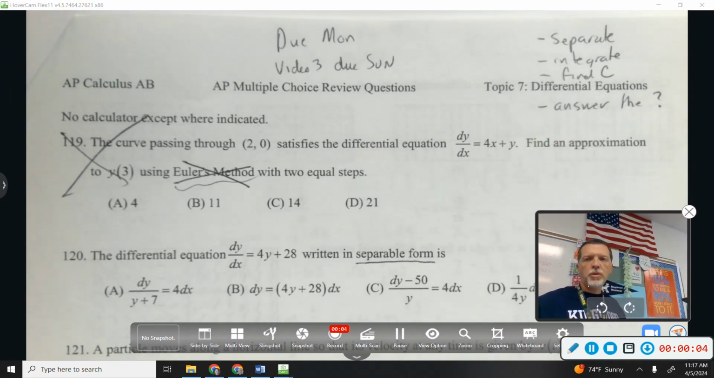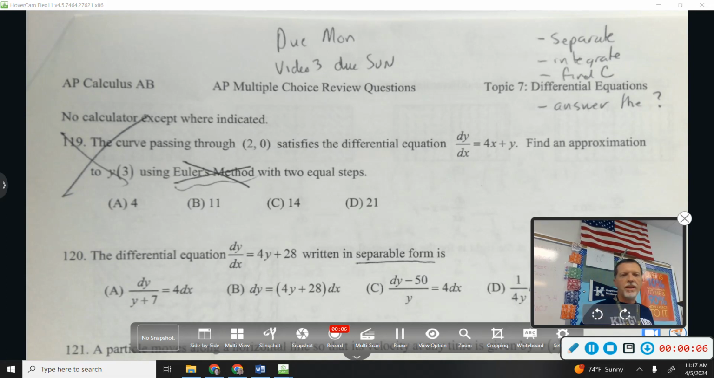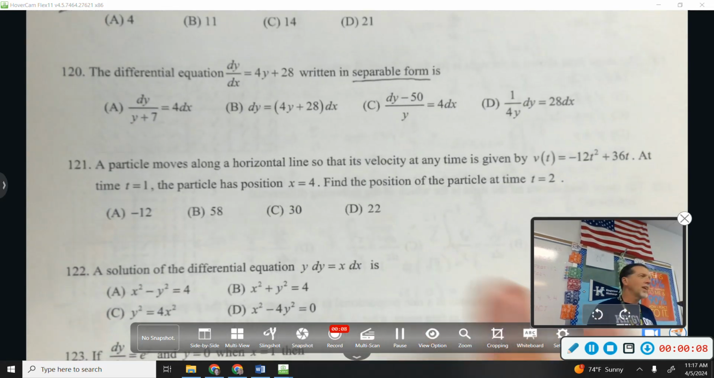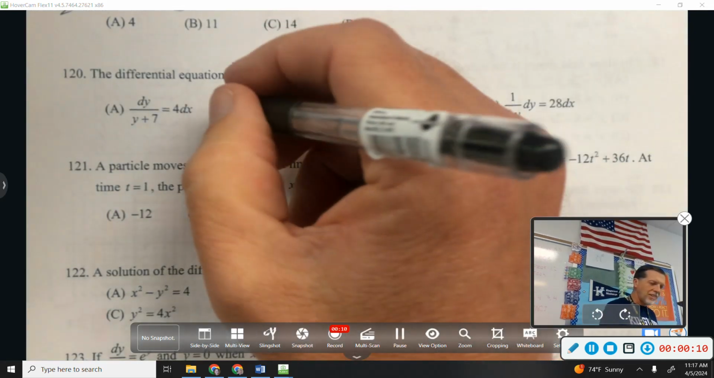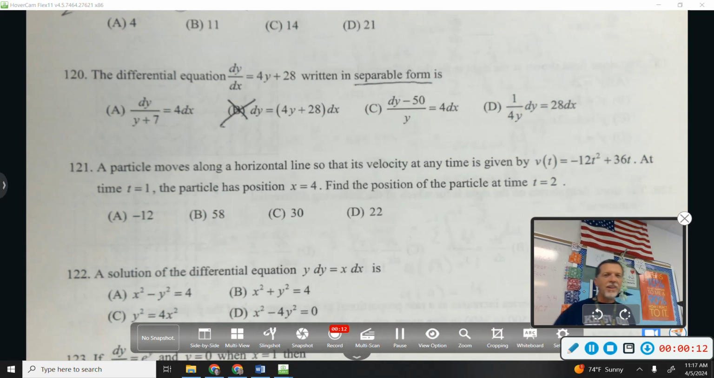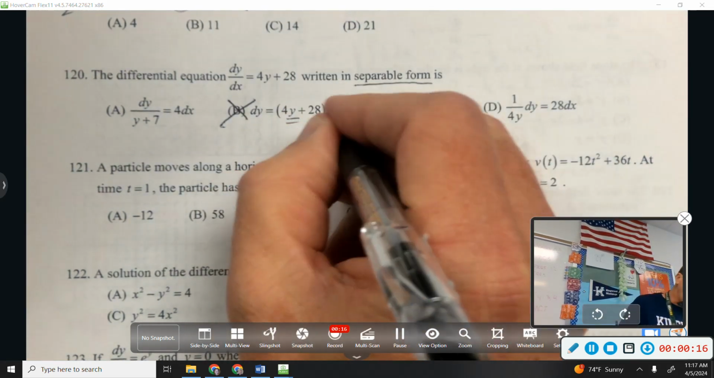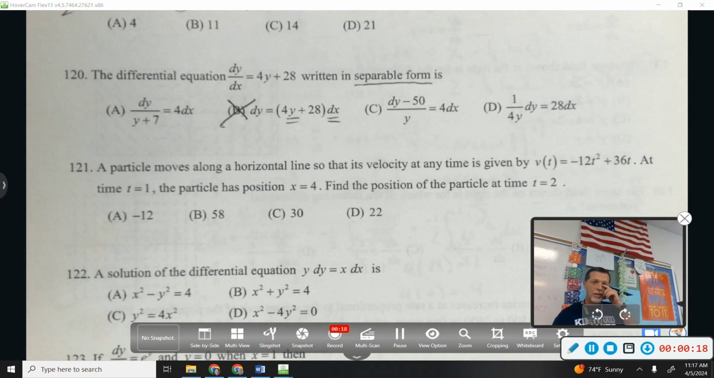So multiple choice topic 7, working these together. Number 120. JD, you said B is not right? Yes. I agree with that. Why is B not right? Because the y is BX. Right. It's like the algebra is fine, but they didn't separate it. So B is out.